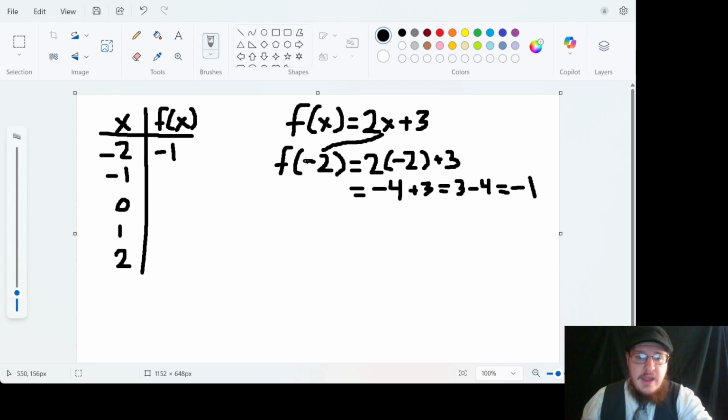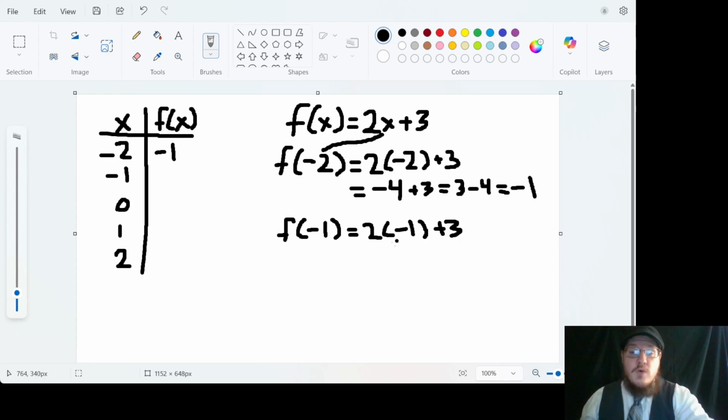Now we move on to the next one, okay? Now instead of negative 2, we're going to be plugging in negative 1. So f of negative 1 equals, plug the negative 1 in for our x, okay? So we have 2 times negative 1 plus 3. Now again, we distribute, which is just multiplication for this. So we get 2 times negative 1, which is just negative 2, because again, we talked about with the multiplication tables, whenever you multiply any number by 1, it's going to be that same number. But now we have a negative 1, so it's going to be a negative version of that same number.